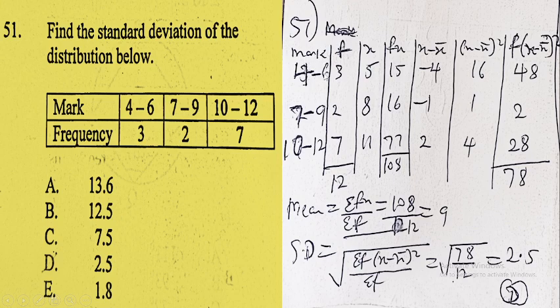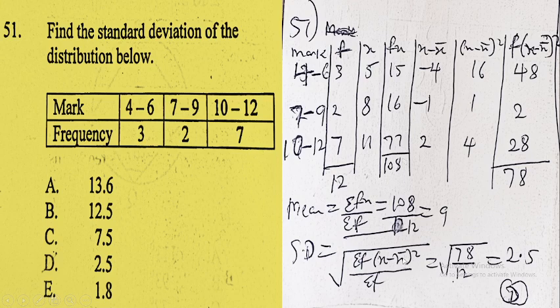How do we get that? 4 plus 6 divided by 2 gives us 10 divided by 2, that gives us 5. 7 plus 9, that will be 16 divided by 2 gives us 8. 10 plus 12 divided by 2 gives us 11. That's our x. Then we need to get fx. F will multiply x, that will be 15, 16, then 77. Then summation f. Sum fx together, that will give us 108 divided by summation f, which is 12. Then that will give us 9 to be the mean of this distribution.